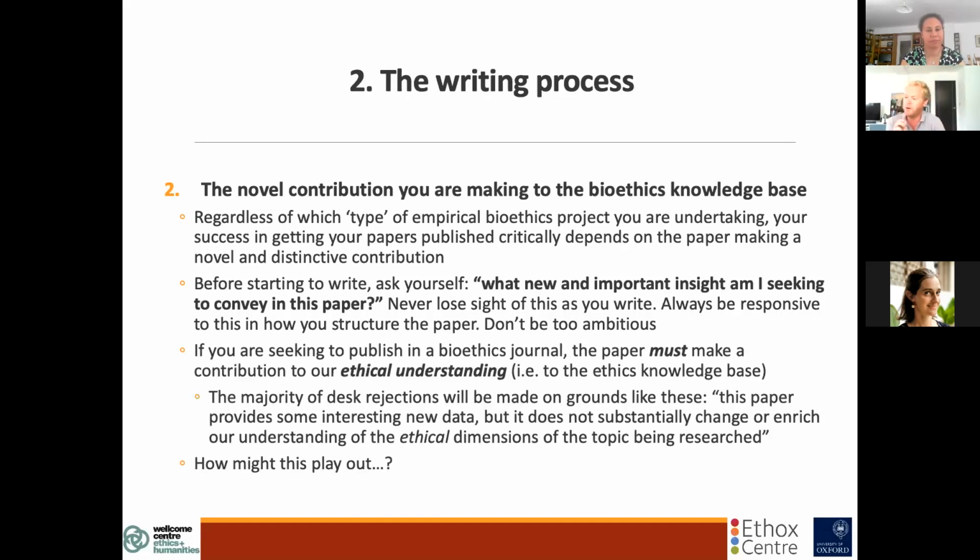Here's a really important point for bioethics publishing, bioethics journals. You must be able to convince the editors, I think, in my view, that your novel contribution is a contribution to our ethical understanding. That is to say, to the ethics knowledge base. It's quite possible that your empirical ethics study might make more of a contribution to the social science literature than the ethics literature. That's absolutely fine. You know, empirical bioethics sits between those 2 fields in an important sense.